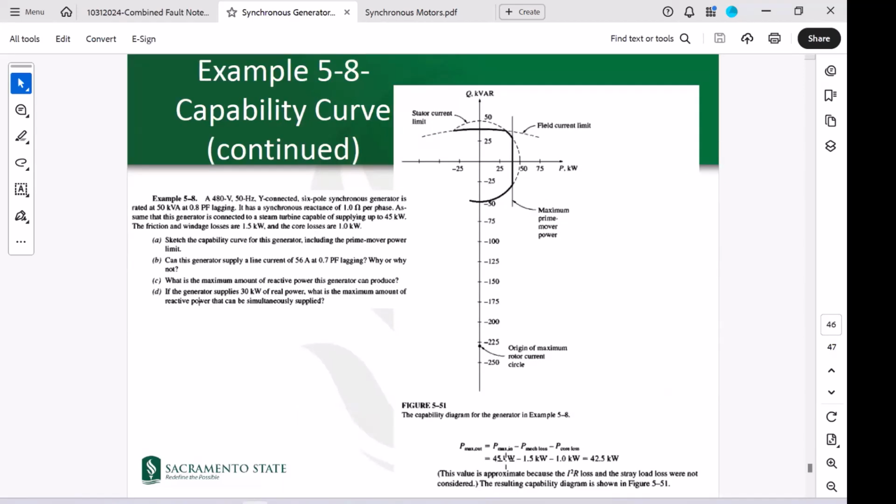You have some basically losses in the machine. So you need to consider those losses, which are 1.5 kilowatt and 1 kilowatt. You need to subtract those. So this is really 42.5. So this P max is 42.5 kilowatts. That's because 45 is given by the generator on the mechanical side, but this capability curve is associated with the electric side of the machine. So you have to subtract those basically losses on the machine also.